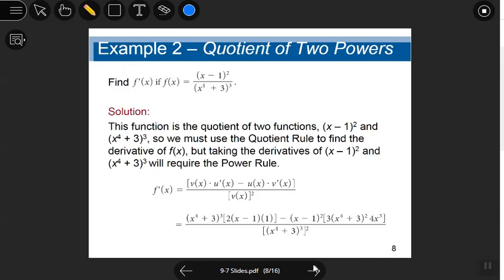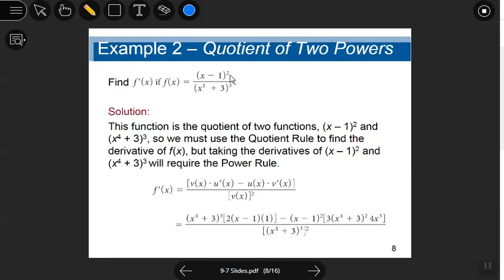So at first glance you can see it is a ratio between two functions. So for this one you have to use the quotient rule. But the problem is each part, numerator and denominator, has some big powers. So I guess you have to use the power rule also, because of these two powers. So this is a combination of the power rule and quotient rule together.